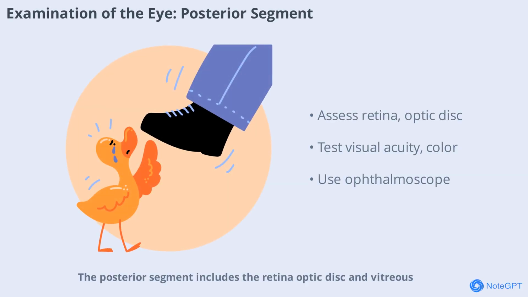The posterior segment includes the retina, optic disc, and vitreous. Subjective tests assess visual acuity, field of vision, and color vision. Objective tests like retinoscopy, ophthalmoscopy, and electroretinography evaluate retinal function and detect abnormalities. Careful examination of the optic disc, blood vessels, and macula is essential for diagnosing ocular and systemic diseases.